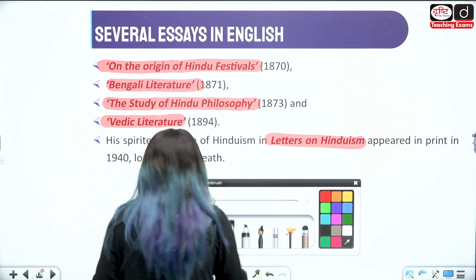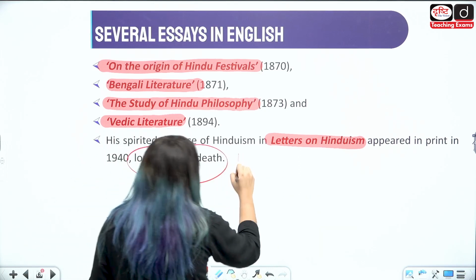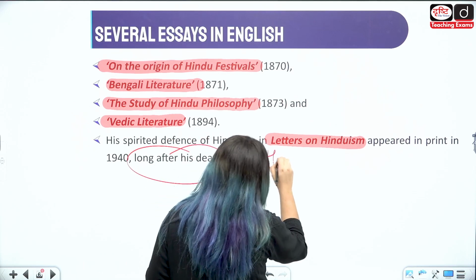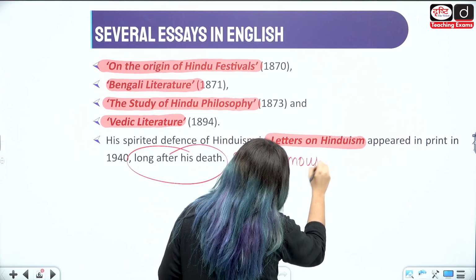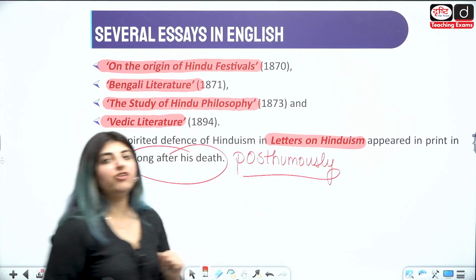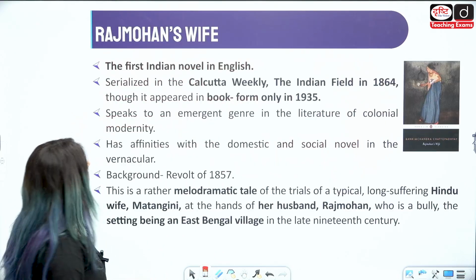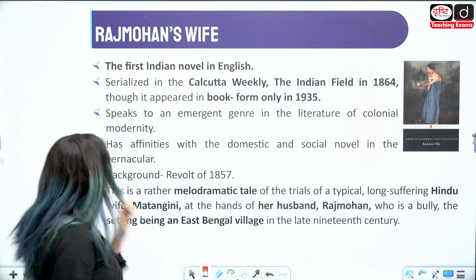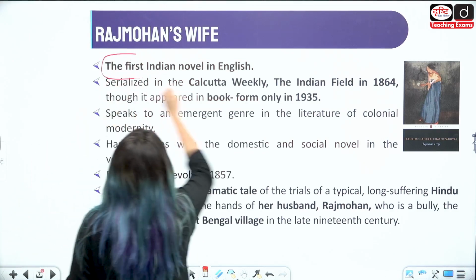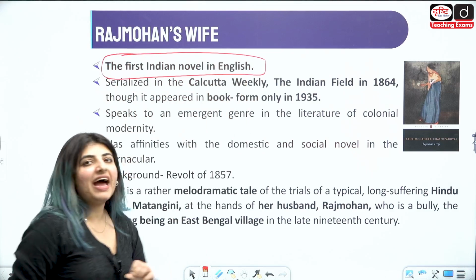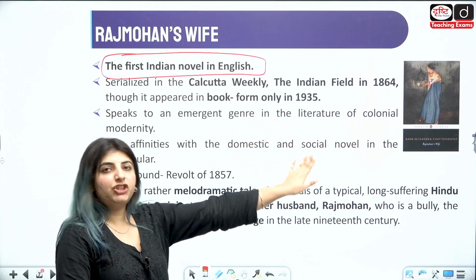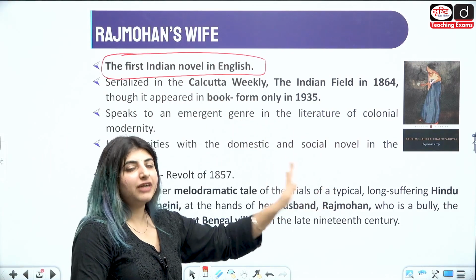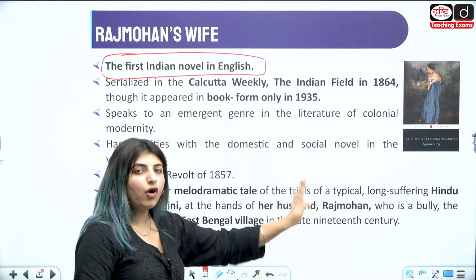We call those works published posthumously, right? It means published after the death. Moving forward, we see Raj Mohan's Wife. This is the first Indian novel in English by an Indian. That's the picture I have for you as the front page, the title cover of the book.